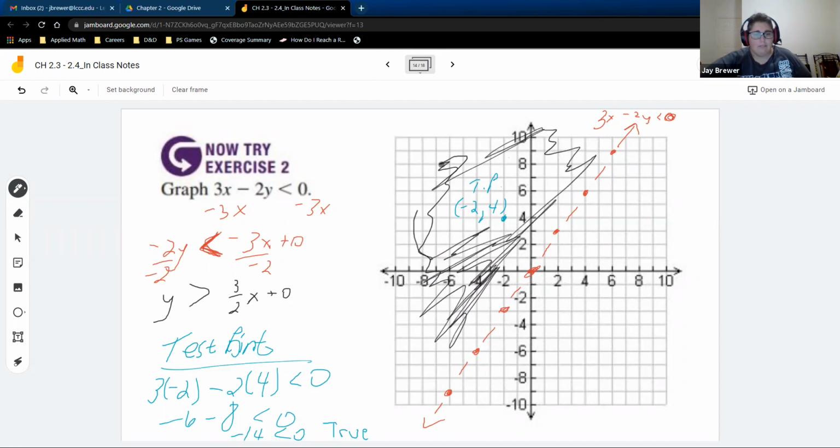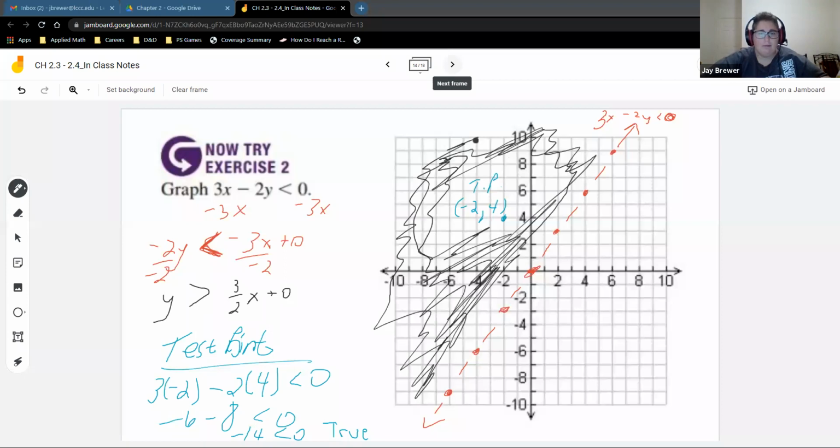You can pick a whole bunch of test points. If you really think you messed up, you can always pick another one. You can pick one on the opposite side and that should come up false. So it's really up to how you want to do things. Oh no, I apologize. I did not mean to randomly hit that. This is what I meant to hit.